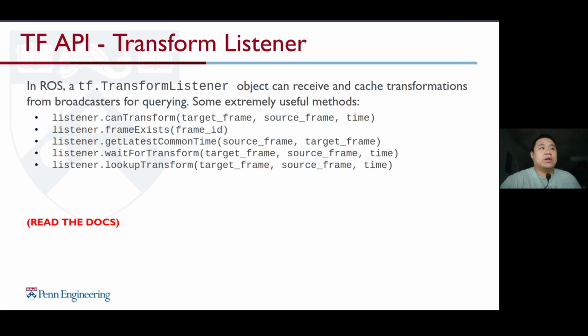You also have wait for transform, which is given a time deadline. Note that the time here is a deadline for the method to run. It will be blocking all your other code until a transformation is available between the target frame and the source frame. You can also use lookup transform. It's a similar method to wait for transform. Again, please read the documentation for a more detailed description of these methods.